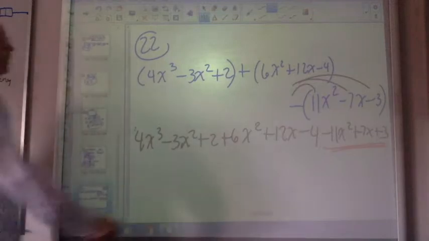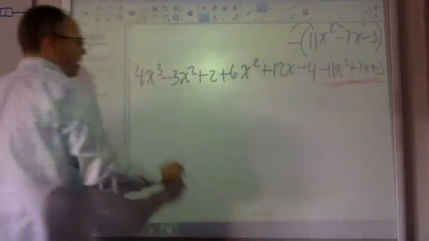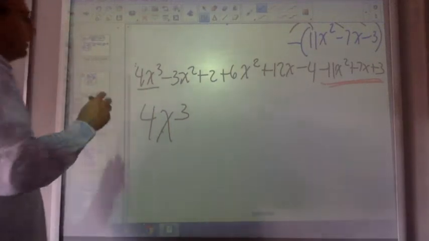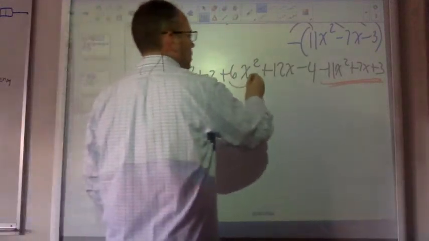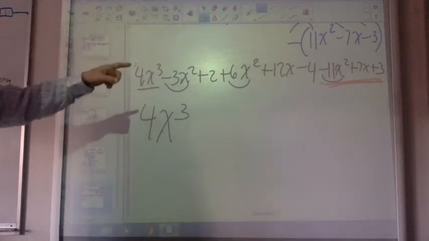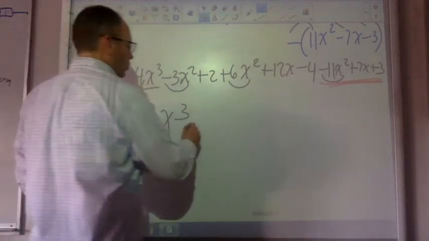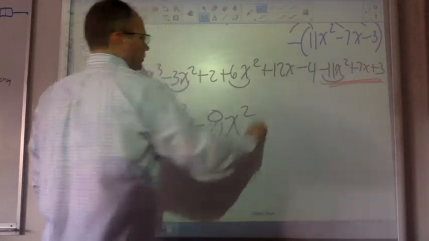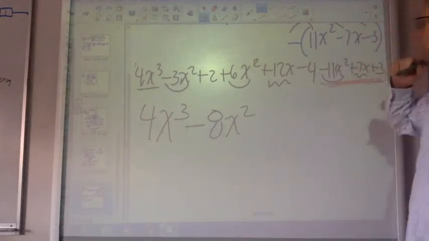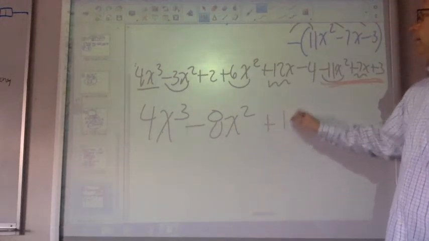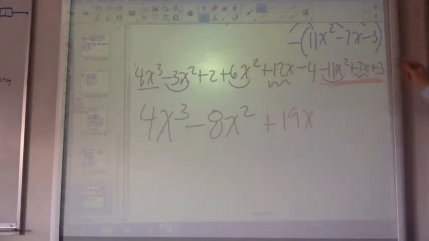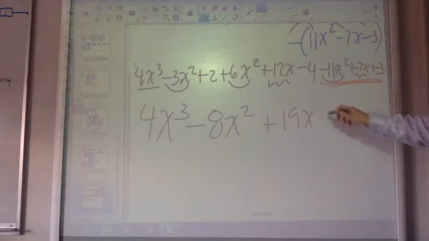So now I'm going to combine like terms. So things to the third power, I took care of that. To the second power, I have this one, this one, and this one. So negative 3 plus 6 is 3. 3 minus 11 is negative 8x squared. And then I have my 12x and 7x, so that's 19x. And then 2 minus 4 is negative 2. Negative 2 plus 3 is plus 1.